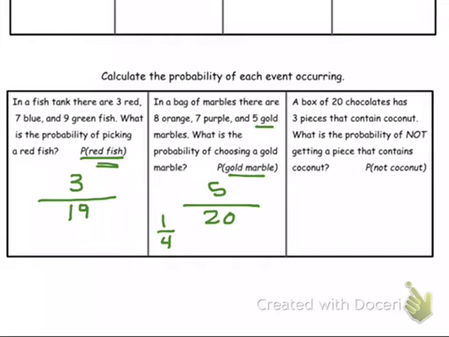And finally, this one. Take a look at this one now. It says not coconut. Okay, so we're looking for anything that's not coconut. A box of 20 chocolates has 3 pieces that contain coconut. So there's 20 total pieces, but remember, if 3 pieces have coconut, 17 of them don't. And we're looking for the ones that don't have coconut, so your probability would be 17 out of 20. And again, change it to a decimal. You'll find it falls between 0 and 1, or you can write it as a percent.